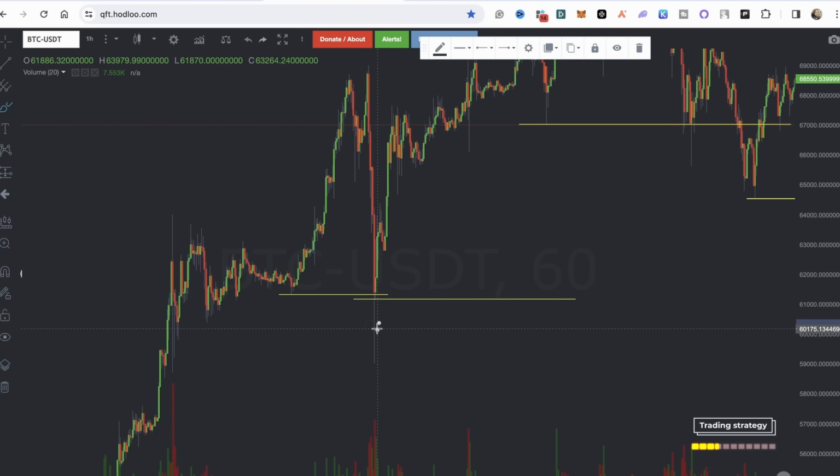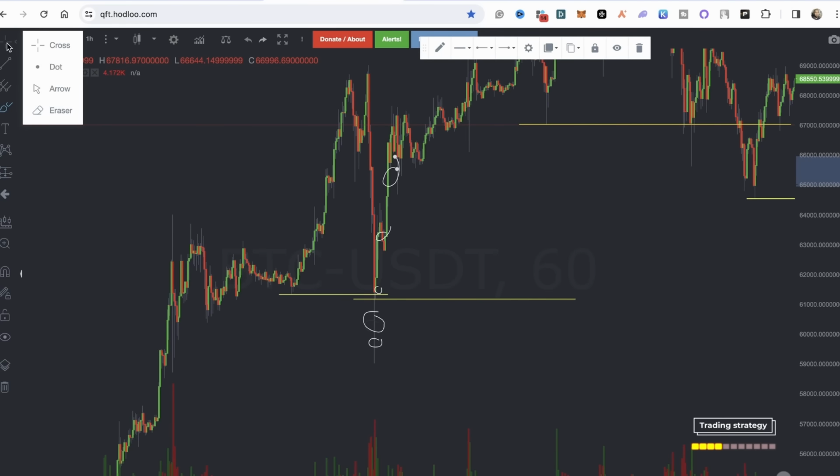Where do you buy? You can start buying here. The wick came all the way down. And what happened once it came back to the base? You can start selling. You can sell here, sell here, sell here, right? It's as simple as that.